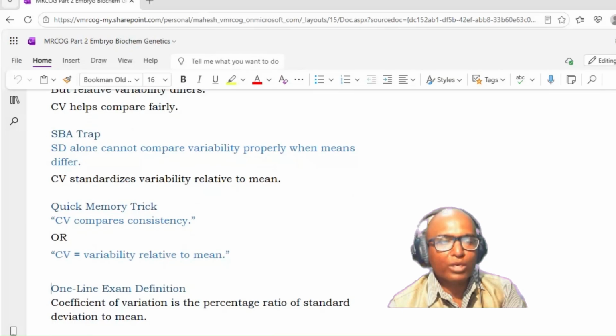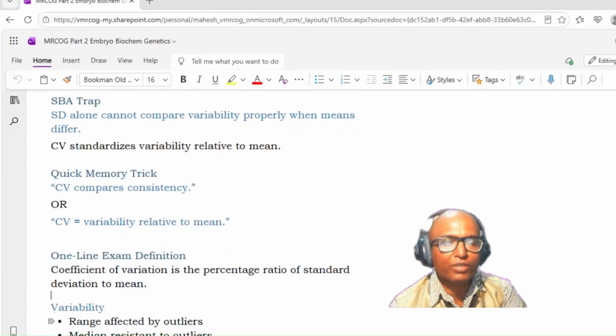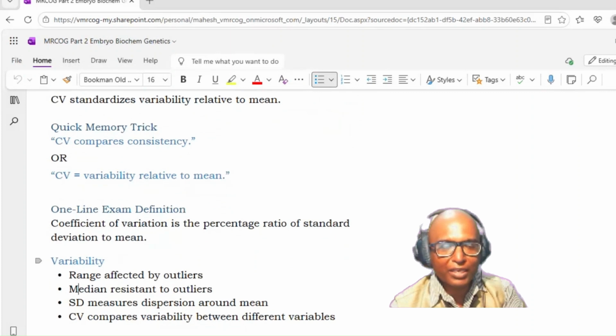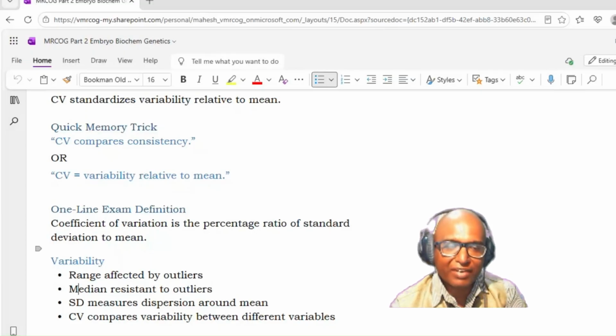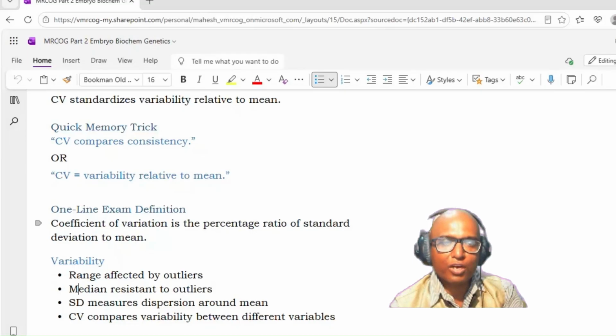So coefficient of variation is the percentage ratio of standard deviation to the mean. So SD upon mean multiplied by 100 is nothing but the coefficient of variation. This formula you remember. It is very easy to remember. CV equal to SD upon mean multiplied by 100. So it is the percentage ratio of standard deviation to the mean.